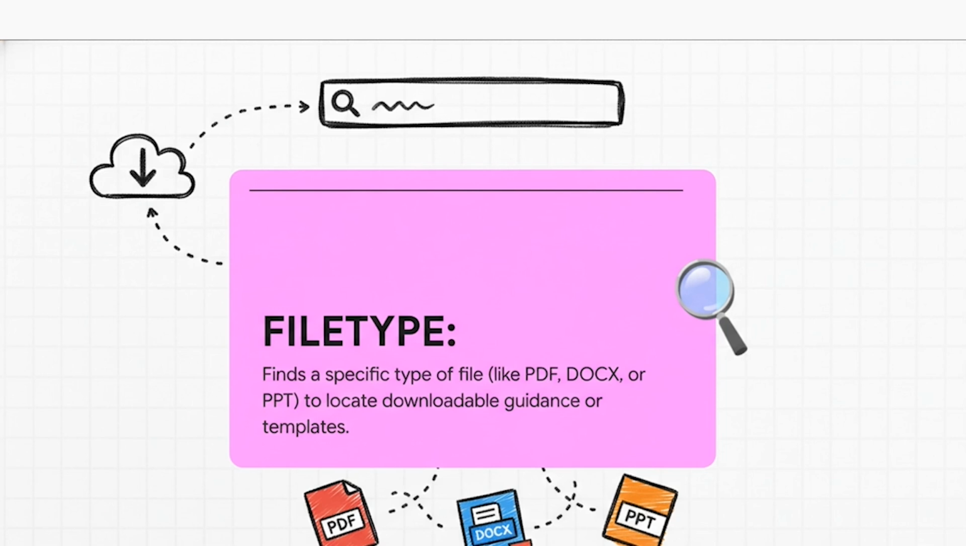Let's just zoom in on filetype for a second because this one is so useful. This is what you use when you're not looking for just another web page. You're looking for an official report, a government guide, maybe a PowerPoint presentation, or a template. You can tell it to look for filetype PDF, filetype PPT, filetype DOC, whatever you need.